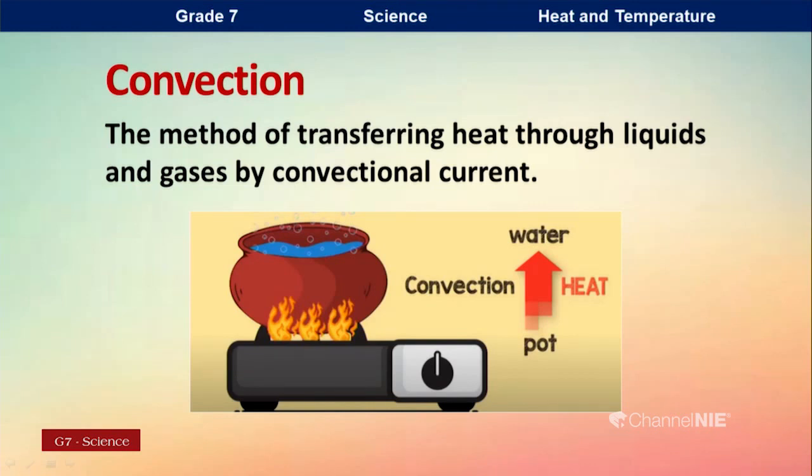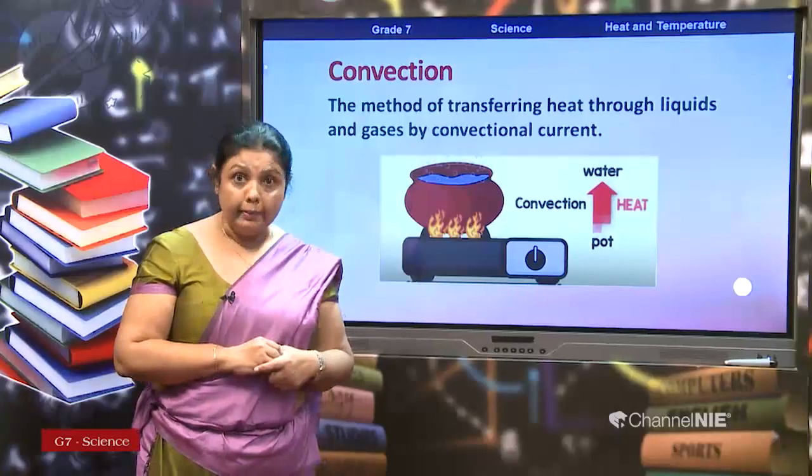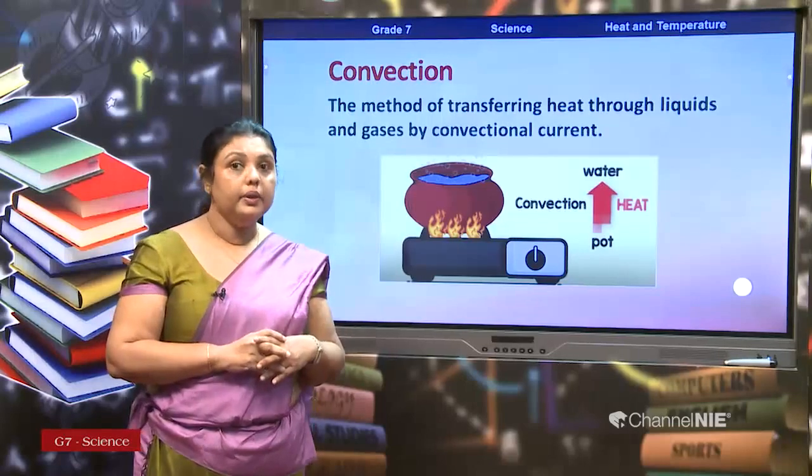Liquids or gases are called fluids. You may have learnt it, or if you haven't, learn it now. Both liquids and gases we call fluids. So, where does convection take place? Convection takes place through liquids or gases, through fluids. How? Through convectional current.